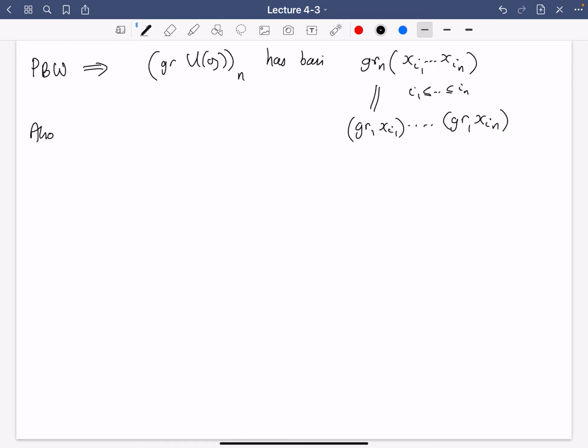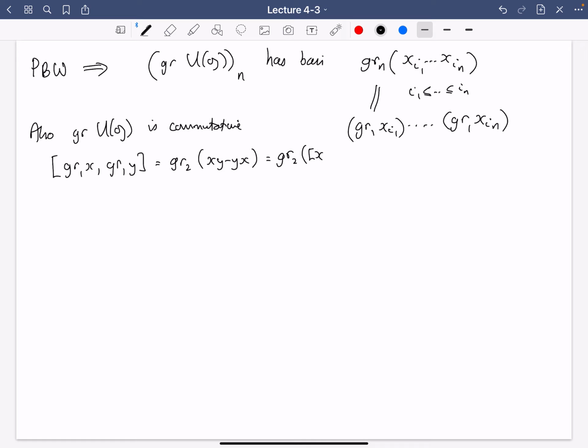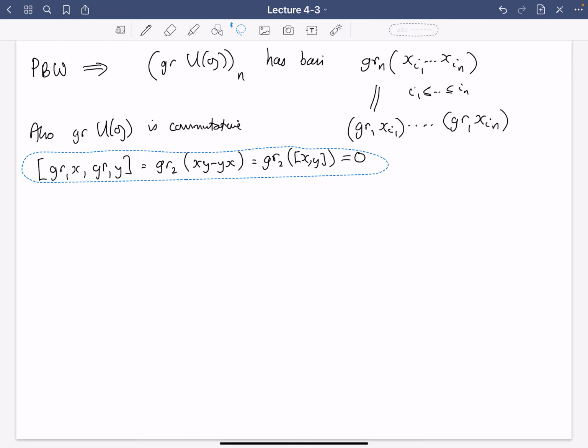Also, gr U(g) is commutative, because if you take the bracket of gr_1 of x and gr_1 of y for some Lie algebra elements x and y, that's the same as gr_2 of xy minus yx, which by the defining relation is gr_2 of the Lie algebra element [x,y], which is in degree 1. So that's simply 0, right?